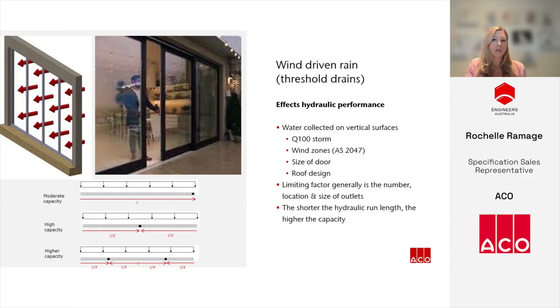The hydraulic design of the drain is based on a severe storm event for various wind zones for different regions of Australia. The door dimensions need to be considered, and this is factored down by the roof design, which may produce partial cover. The hydraulic capacity of the drain is usually limited by the outlets. The more and the bigger the outlets, the better the system's going to work. And as you can see in the drawing at the bottom of the slide, shortening the length of a run by adding outlets also increases the channel capacity too.